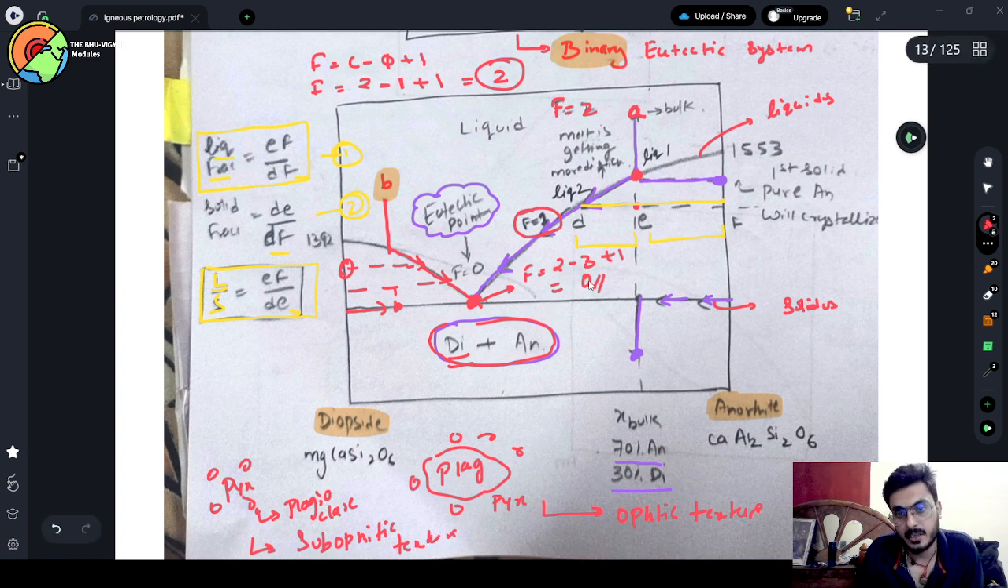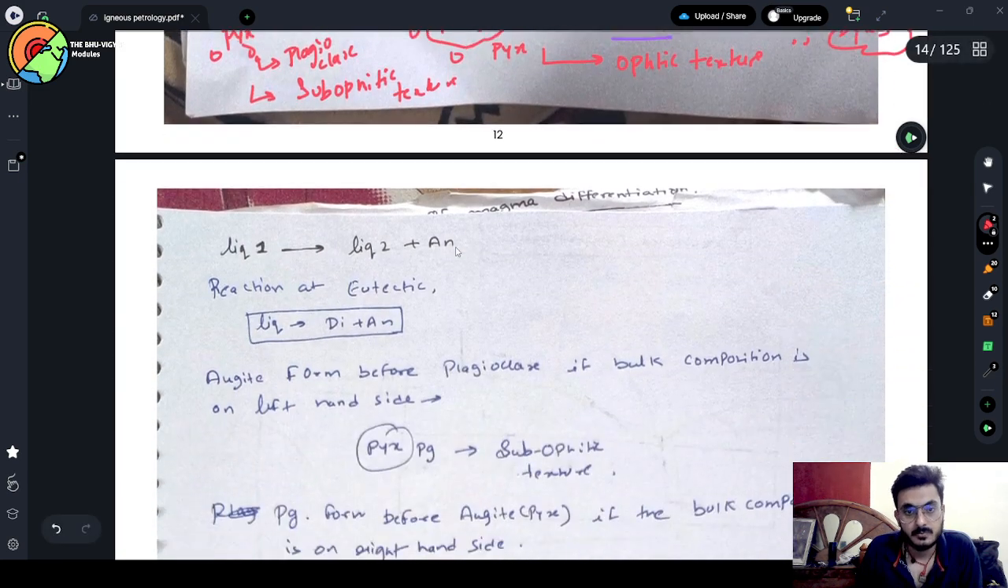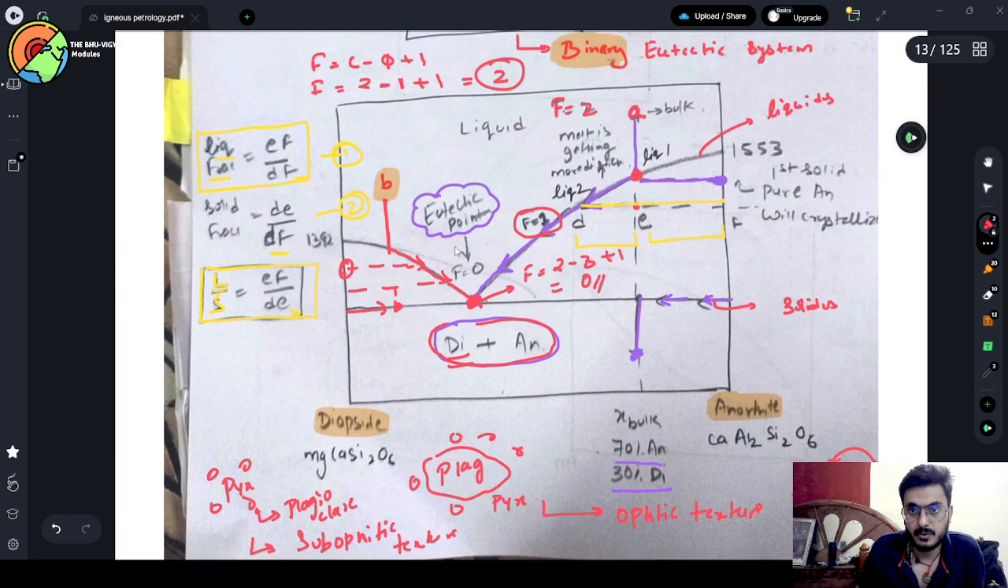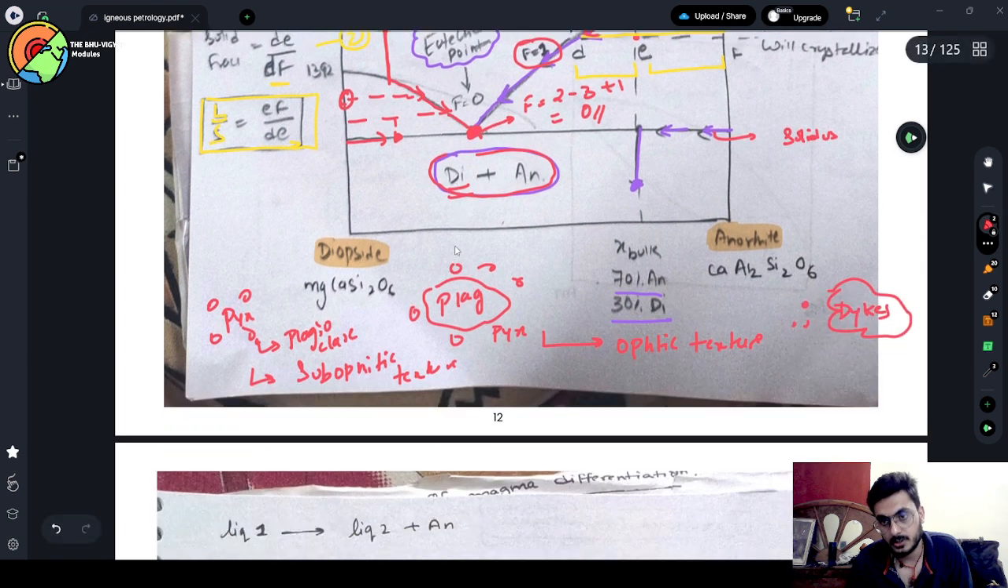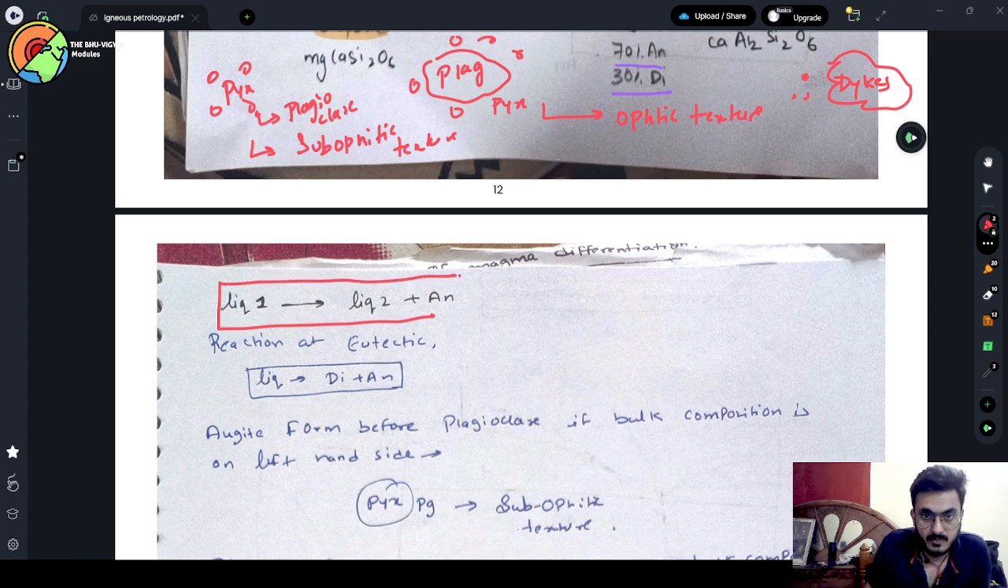Both ophitic and subophitic textures are very common in the case of dikes, and we'll see these textures in dikes. Now if you see the reaction here, this is our liquid 1. If you move on this side, this liquid 1 is giving us liquid 2 plus solid. That solid is pure anorthite. So liquid 1 is giving us liquid 2 plus anorthite.